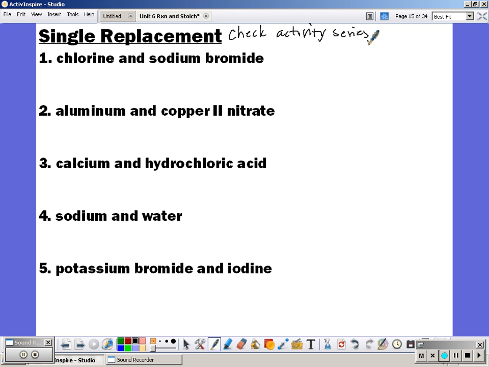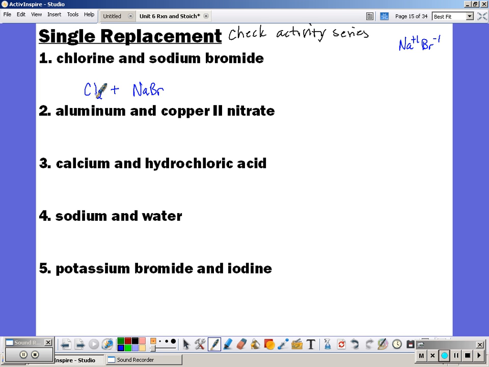The activity series is the list of elements based on how reactive they are. If the element is not as reactive as the one it's trying to replace, not as high on the list as the one it's trying to replace, the reaction does not occur. Chlorine, Cl, is a diatomic, so it's Cl2. The word "and" means plus. Sodium bromide. Sodium is +1, bromine is -1, so that is NaBr.